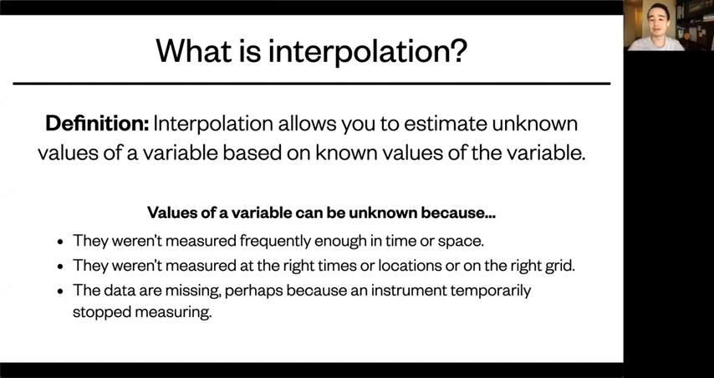For instance, you might want to estimate values of something like temperature or phytoplankton biomass more frequently in time and space, or time or space, than they were actually measured. Or perhaps the measurements that you do have aren't in the times or locations or grid that you want them to be on. So you have to interpolate to those times or locations of interest. Or maybe some data are missing, or there's a gap in the data because an instrument broke. So you might want to try to fill in that gap using interpolation.